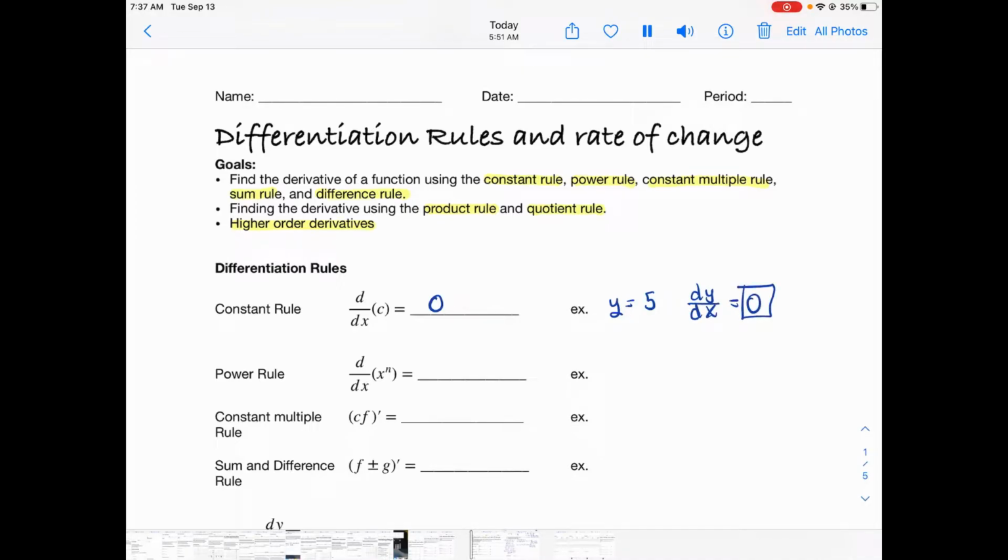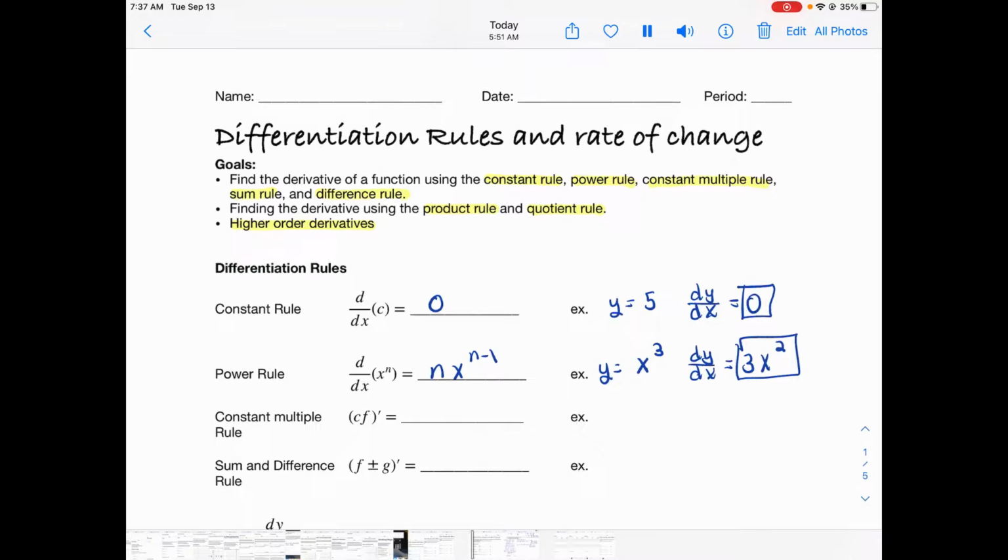For our power rule, the derivative of x to the n power is equal to n times x to the n minus 1. So the power moves to the front and the degree is decreased by 1. So if I want to find the derivative of x cubed, the 3 comes to the front and I decrease my power by 1, so 3 minus 1 gives us 2. So the derivative of y with respect to x is 3x squared.